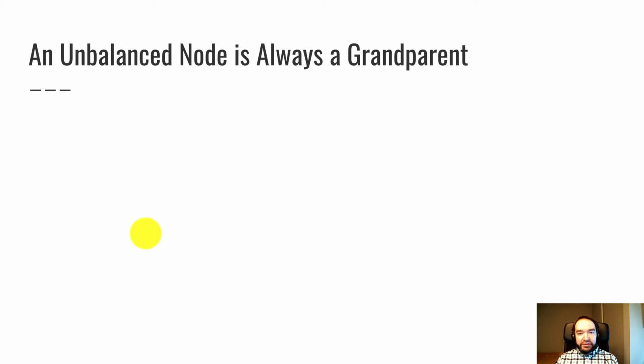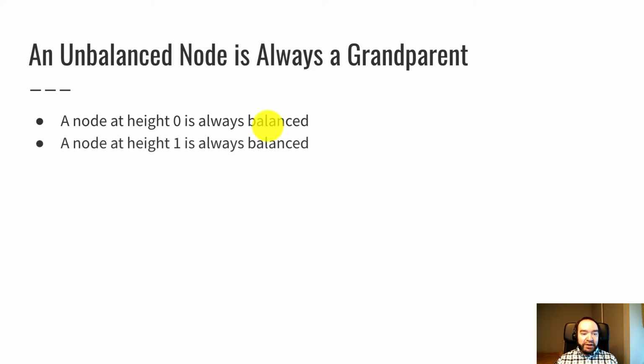Before we get into how it works, I want to make one point, which is that an unbalanced node is always a grandparent, meaning it has a child, and then below that there's another child level. It could be even higher than that, but we know there's at least 2 nodes deep. So a node at height 0 is always balanced because a node at height 0 has no children, so the balance factor has to be 0.